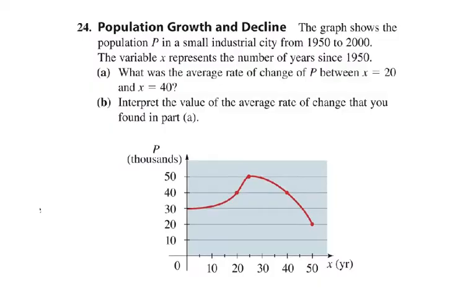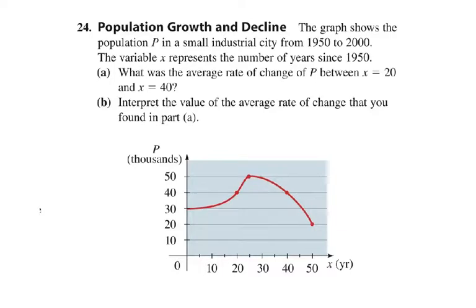Since slope or average rate of change isn't anything new, in precalculus what we really want to do is focus on applications of it. So here's a nice application problem from the book. The graph shows the population P in a small industrial city from 1950 to 2000. The variable x represents the number of years since 1950.